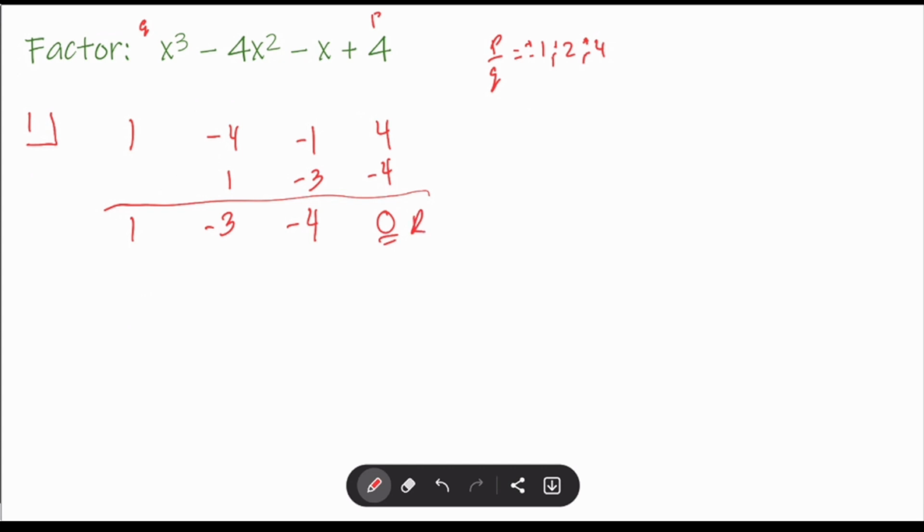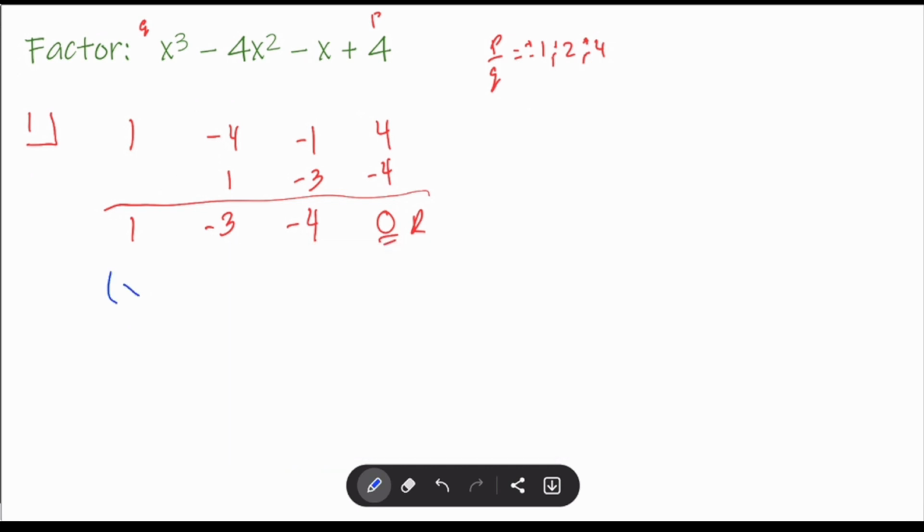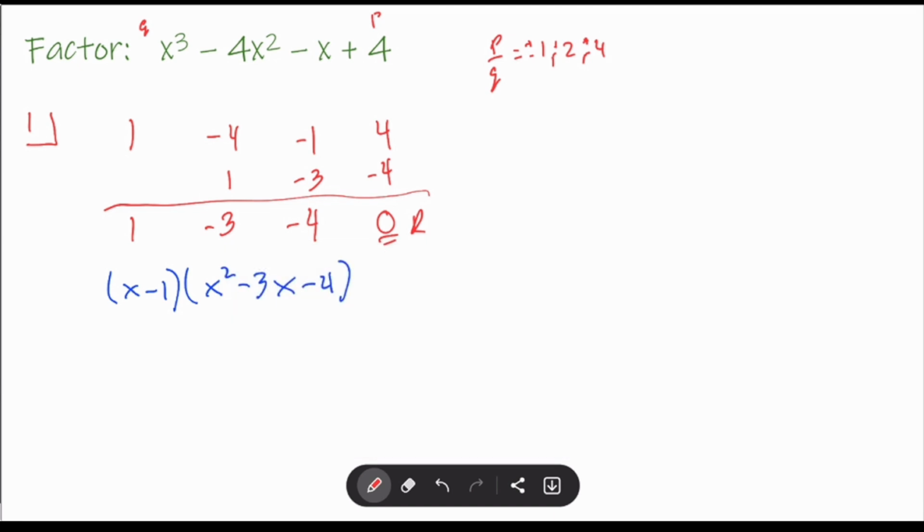So that means 1 is part of the factors. So it will be x minus 1. It's the opposite sign. And then, so the 1 will be the x squared, and then the negative 3 will be the minus 3x, and then the minus 4. And then we're going to continue factoring if it can still be factored. X squared minus 3x minus 4. Let's try to check if it can be factored using the factoring quadratic expression.